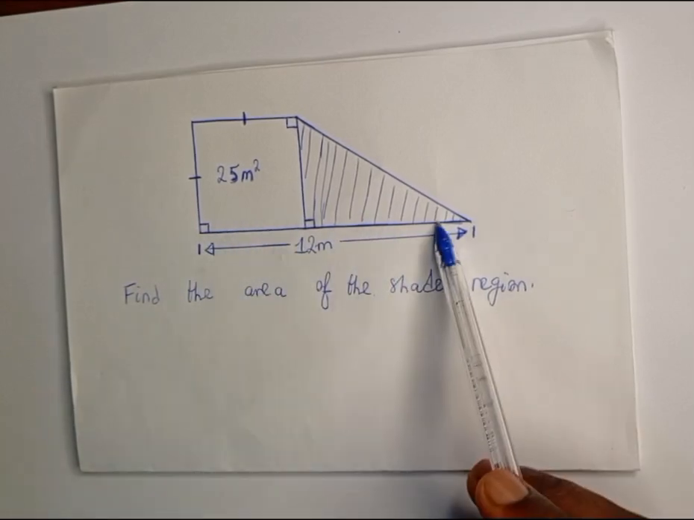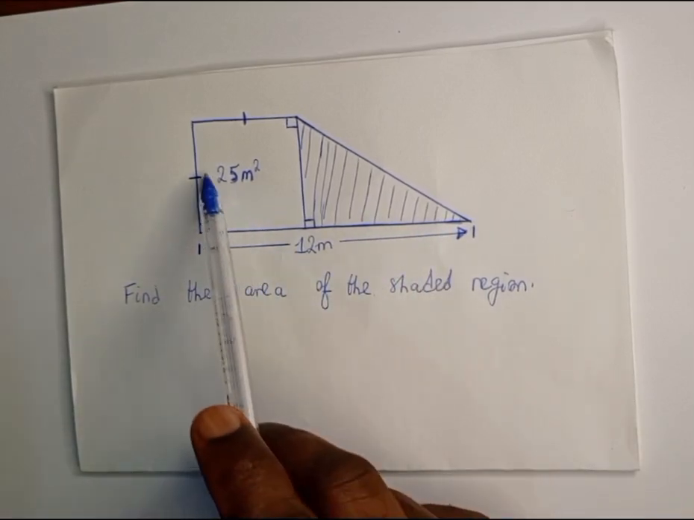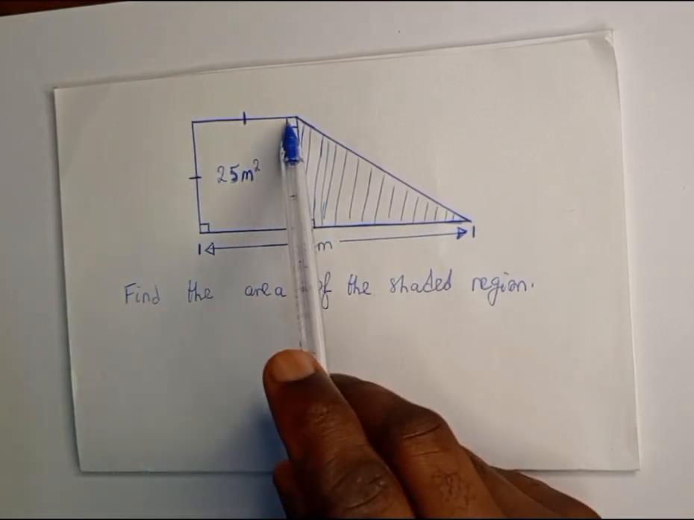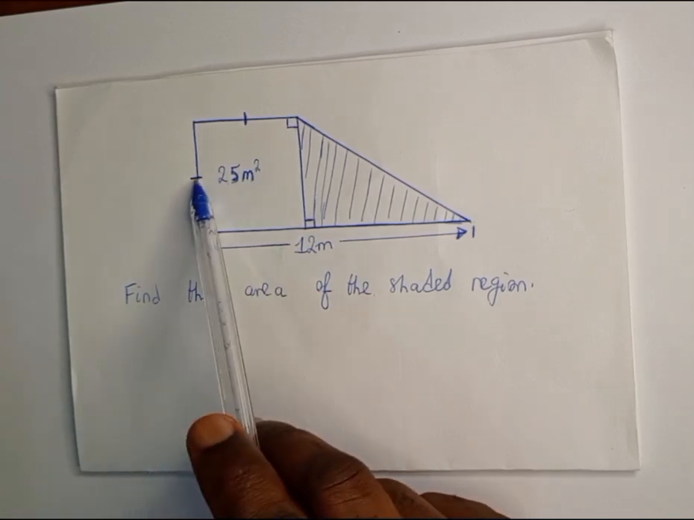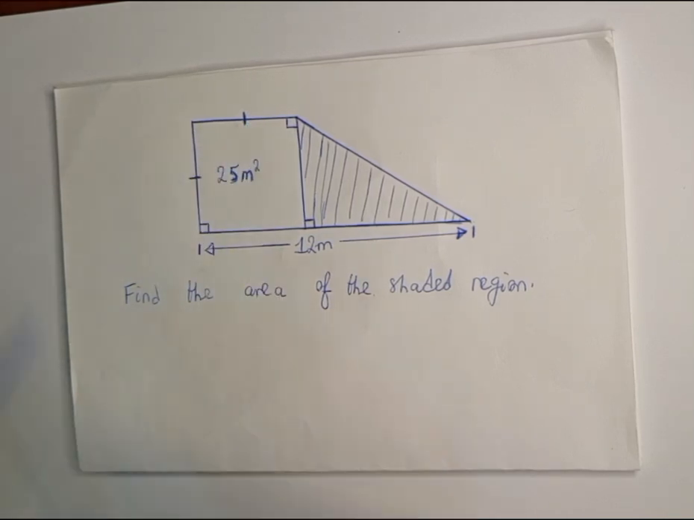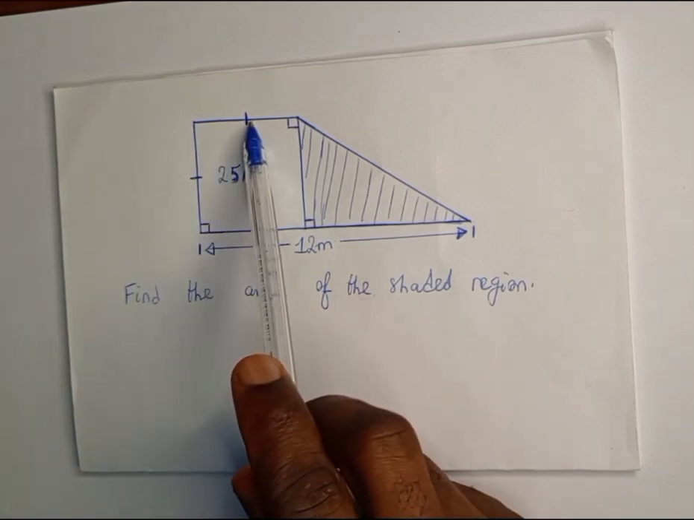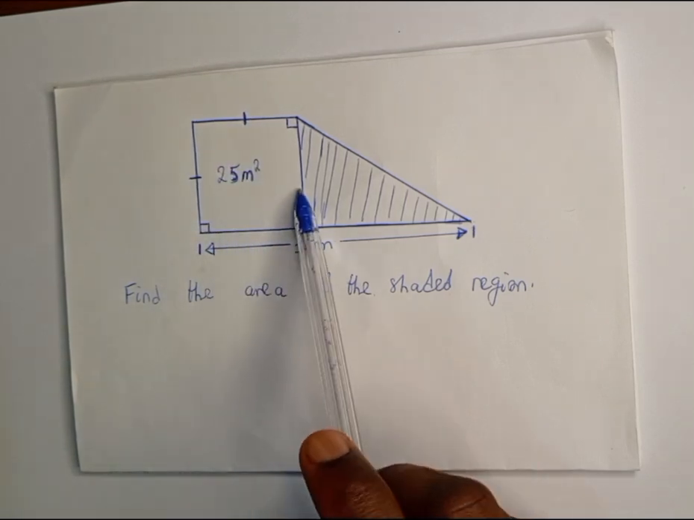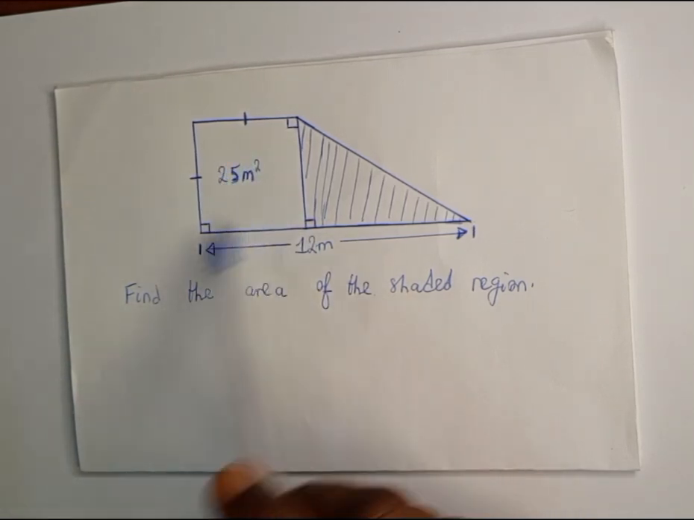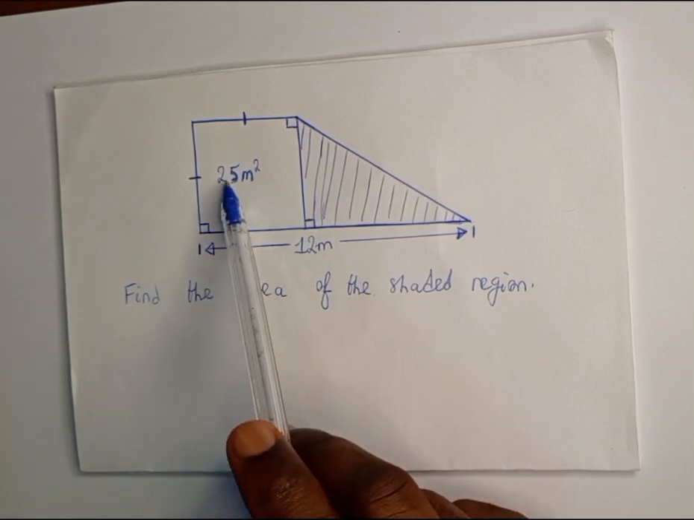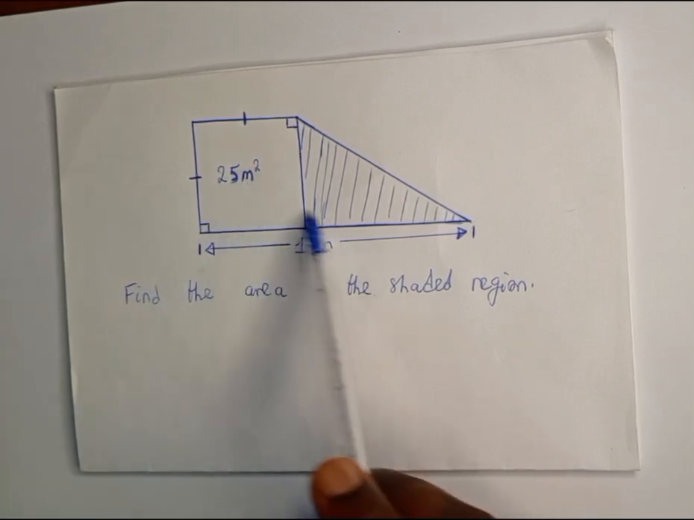We have the following figure. The area of this is 25 meters squared. These two sides, they are identical. That means they have the same dimension. If this and this are the same, that means this and this, they are also the same. That means this figure is a square which has area 25 meters squared.